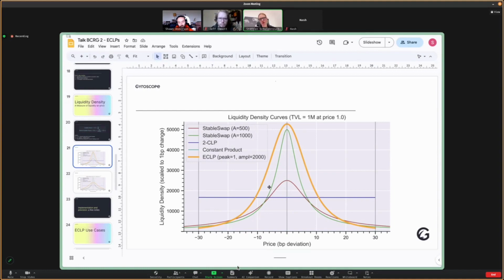And how much peaked it is depends on the amplification parameter. If your amplification parameter is low, then you get this slight hump at 1. And if it's high, then you get this really big peak. But it's also infinite, so it goes infinitely far in both directions. And of course, that's exactly the capital efficiency problem that I was talking about. The StableSwap offers trading at prices where you may not need to trade.